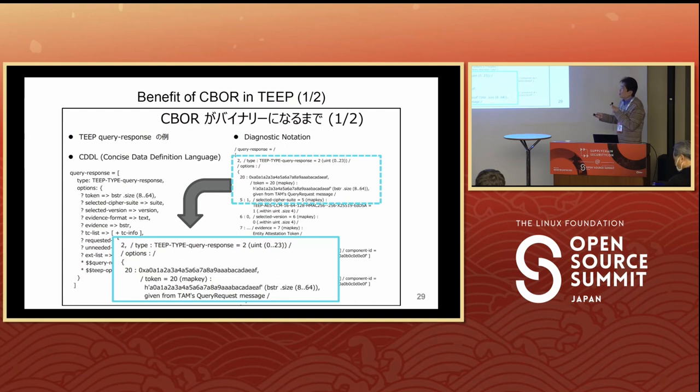And how to write it is, the type is written on the right side. And each of these, whatever token, in this example here is using 20 as a token, and the cipher suite is selecting, putting one in here, and zero for the selected version and something.